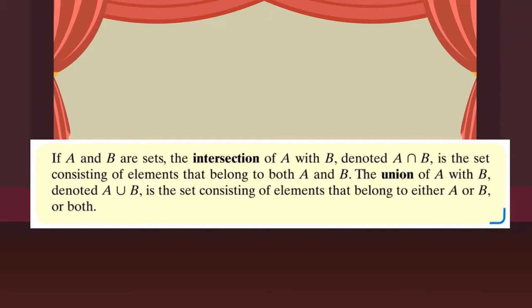Now that we know what they look like, let's talk about what they mean. Official book definition time. If A and B are sets, the intersection of A with B, that looks like this, is the set consisting of elements that belong to both A and B. The union of A with B, denoted like this, is the set consisting of elements that belong to either A or B, or both. Let's do an example and see this in action.